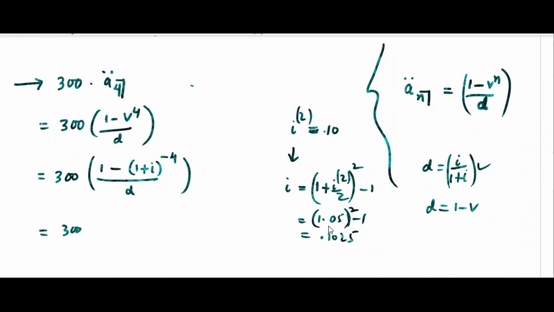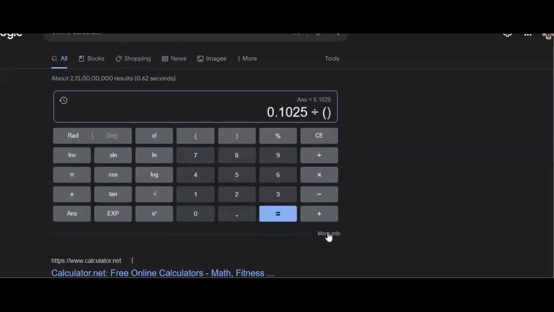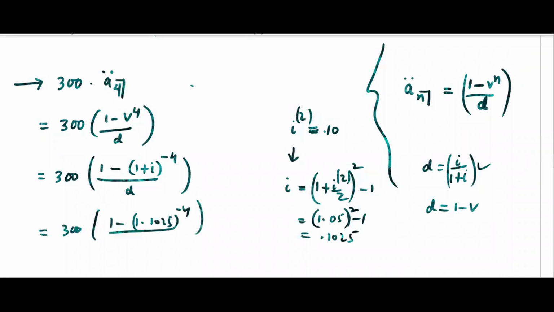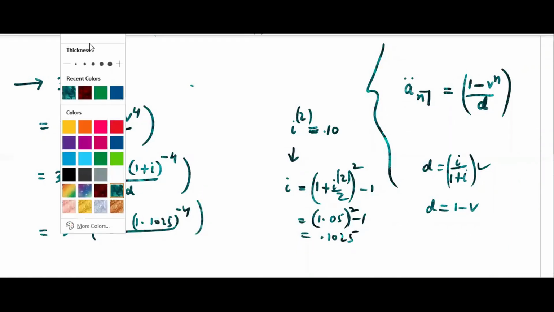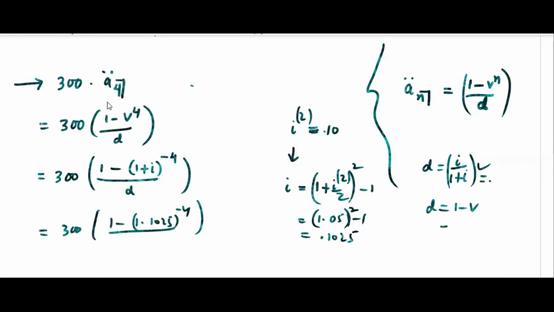Okay, let me write 0.1025. So 1.1025 minus 4 divided by D. D is I upon 1 plus I. This is I divided by 1 plus I, 1.1025. If I do this, I will get 0.092970. This you need to evaluate, that's all.